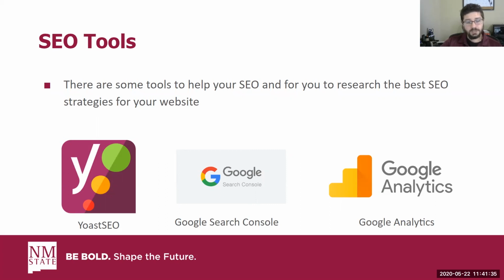Now, the simplest way to integrate all of Google's tools into your WordPress website is by using a plugin by Google called Site Kit. It will walk you through the setup process of each of these tools and integrate them into your site.